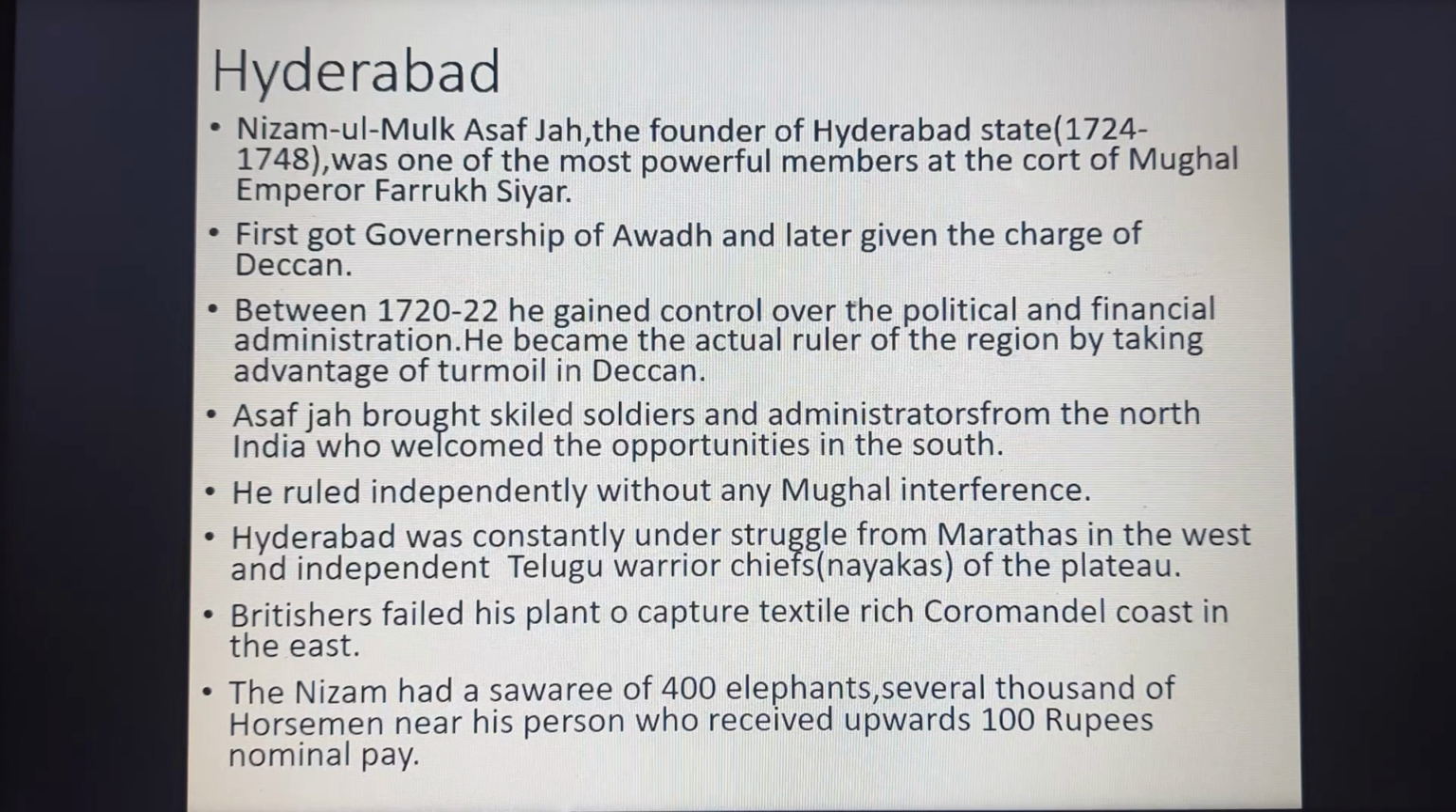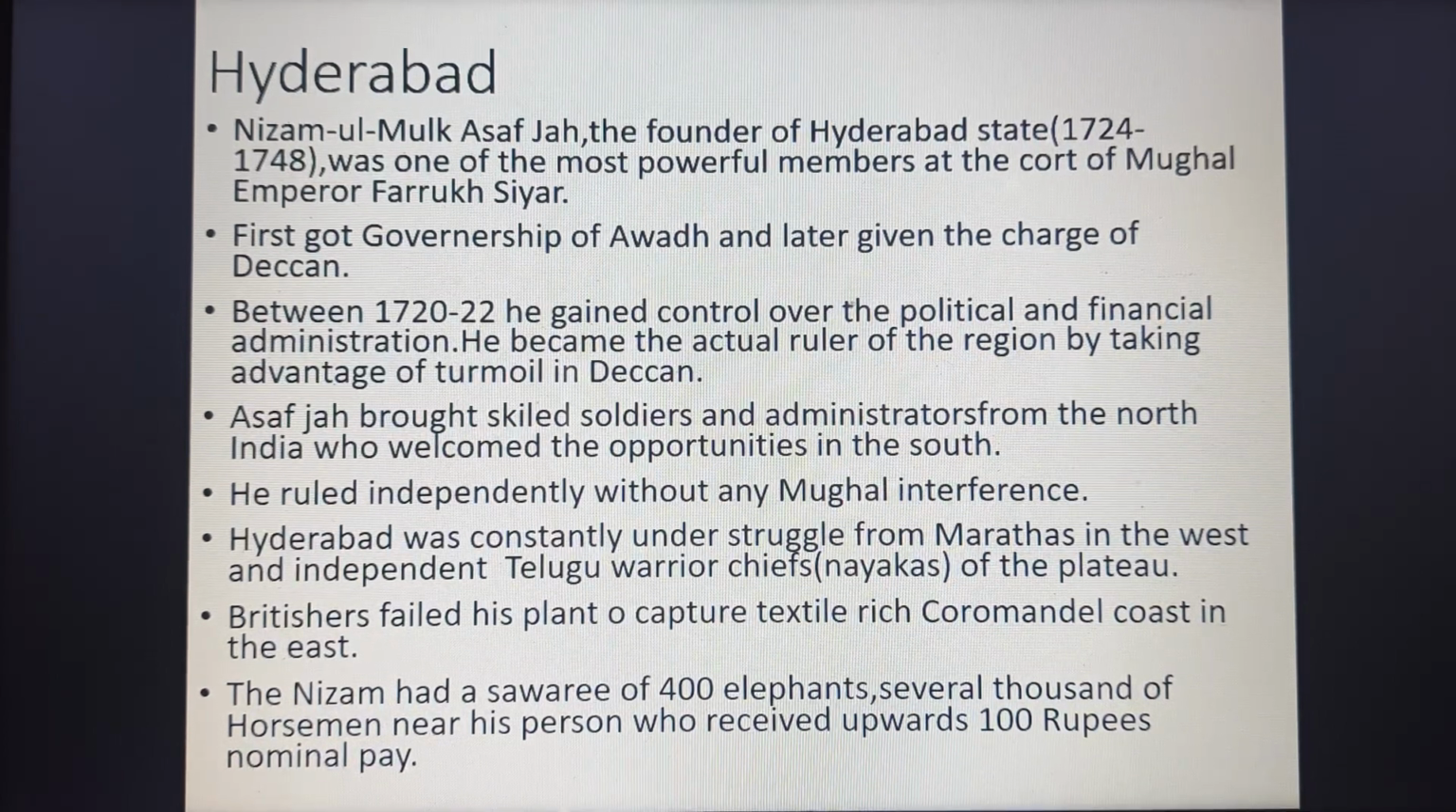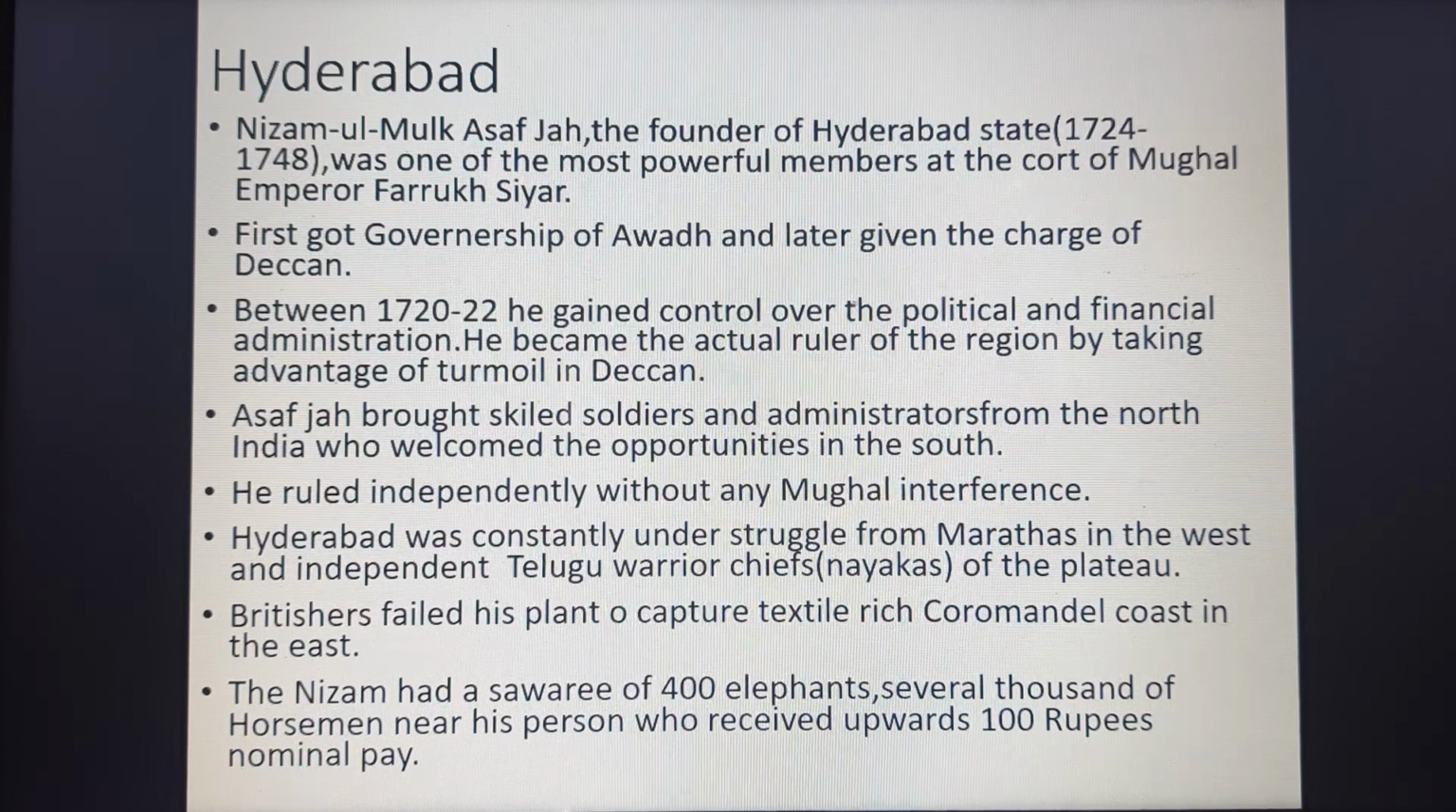And 400 elephants, when a Nizam is moving out, 400 elephants are at the back of him, thousands of persons on horses are at the back of him. So that was the power of Nizam at that time.